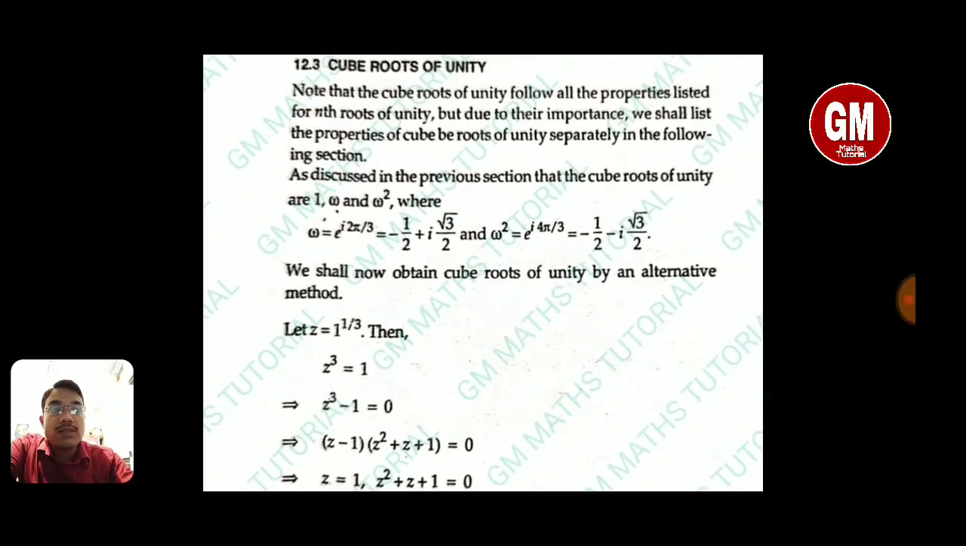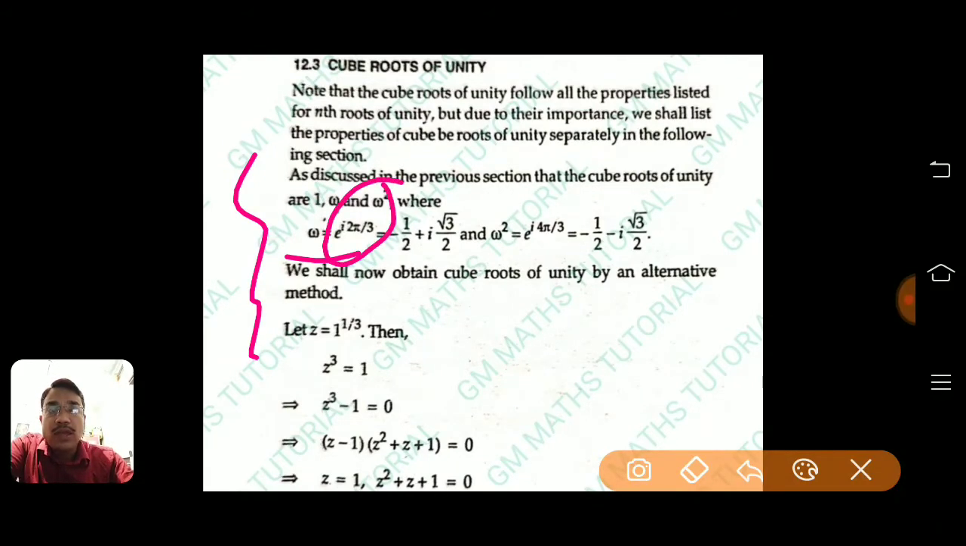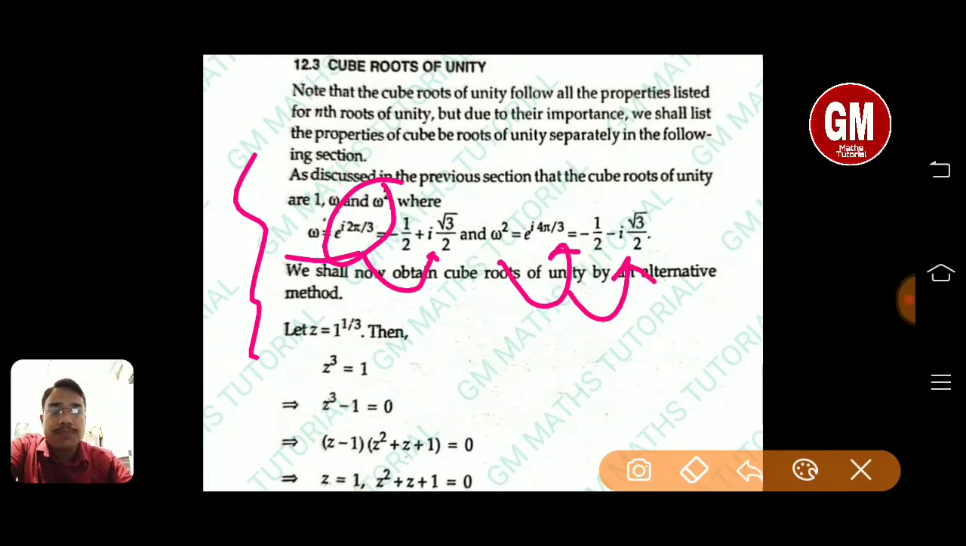Now, let's discuss some more about this matter. Omega is equal to e to the power i 2 pi by 3. What is e to the power i 2 pi by 3, and how can this be written equal to this quantity, and omega square is equal to e to the power i 4 pi by 3, equal to this quantity?